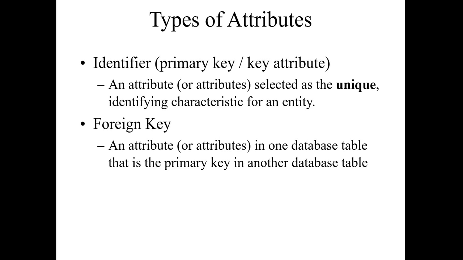Types of attributes: identifier, which may be the primary key and key attribute, uniquely identifies the characteristics of an entity. If you take the example of a primary key, your enrollment number uniquely identifies. Mobile number you may or may not have. Name may be the same, but the enrollment number is basically unique.